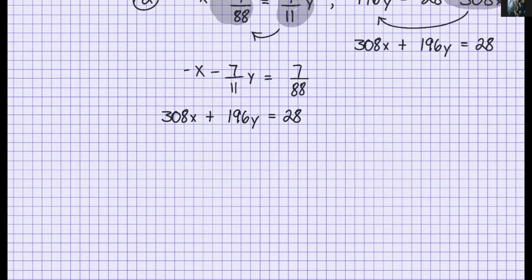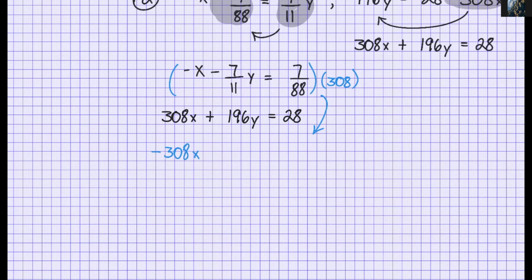Now this one is easy because if I want to get rid of this variable, I just have to multiply this equation times 308. No problem there. So let's do that. Let's multiply this whole equation times 308. And let me put the new equation right here. So I will end up with negative 308x.